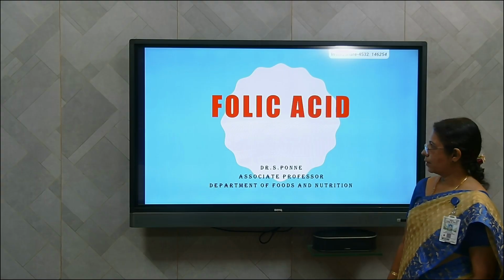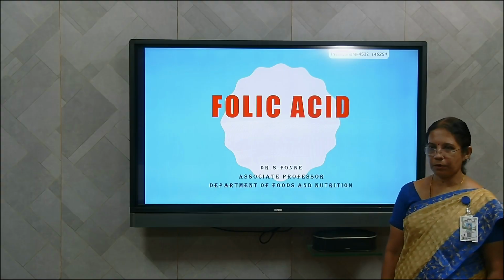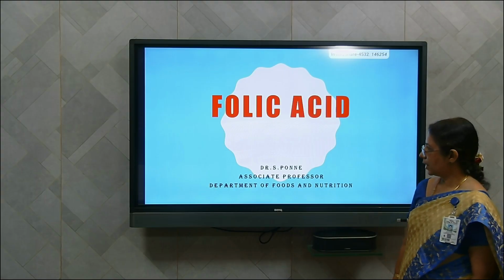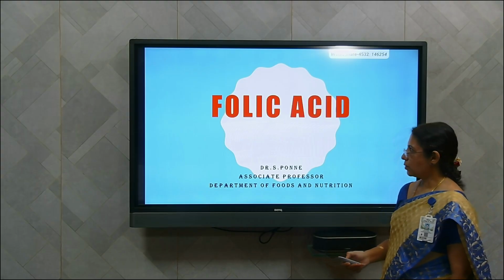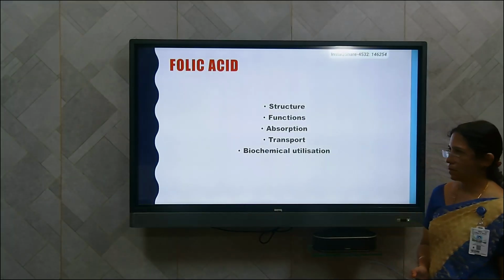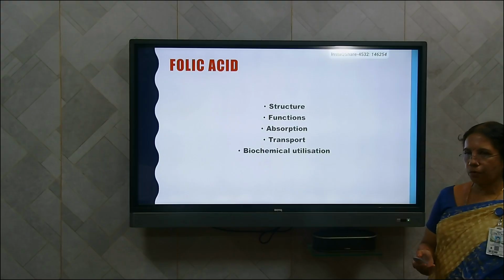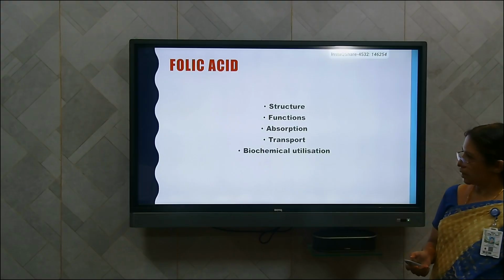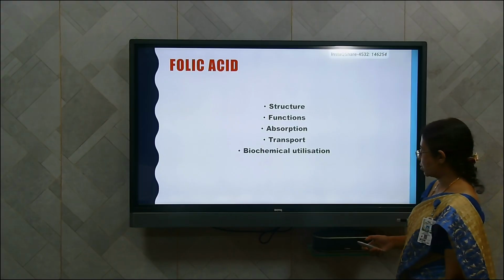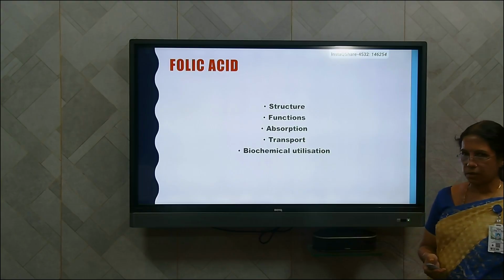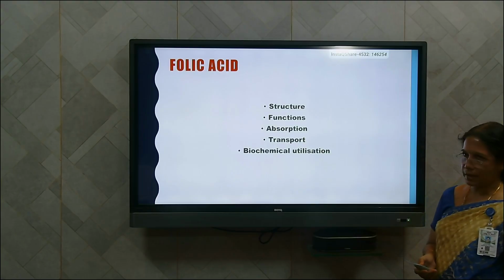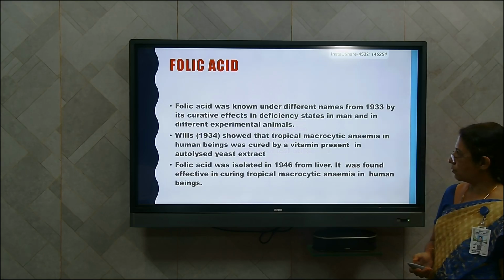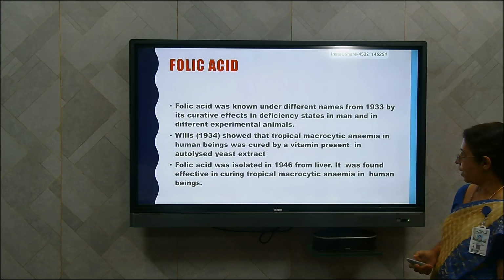Friends, today let us learn about folic acid. Folic acid is a water soluble vitamin which is actually named as folacin, folate by different names. Today let's learn about the structure, functions, absorption, transport, and biochemical utilization of folic acid. So, as I said, folic acid is also known as Wills factor.